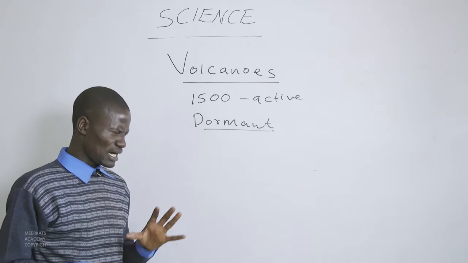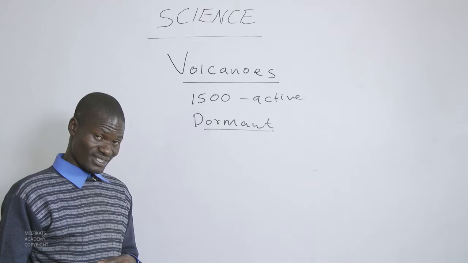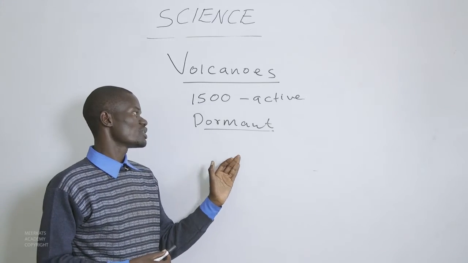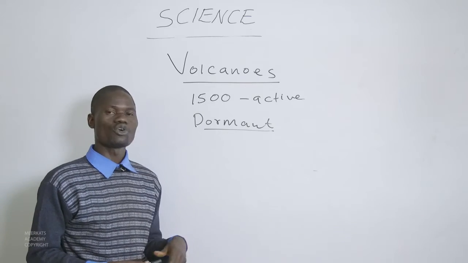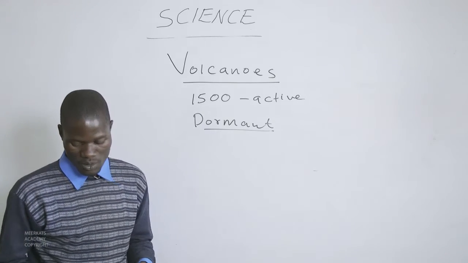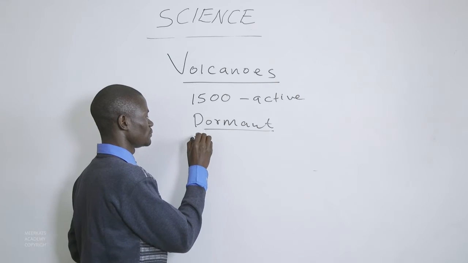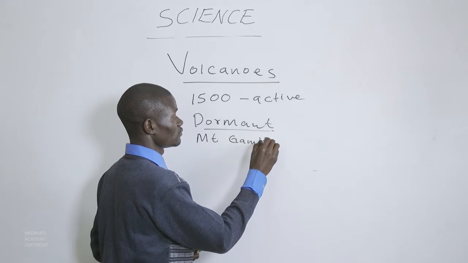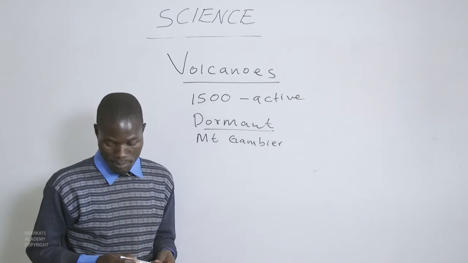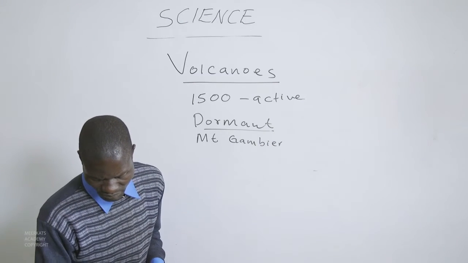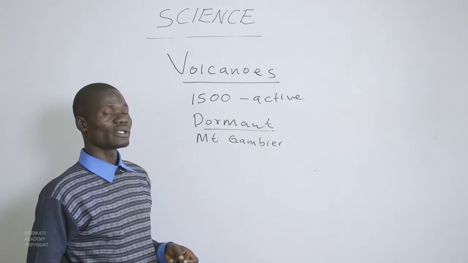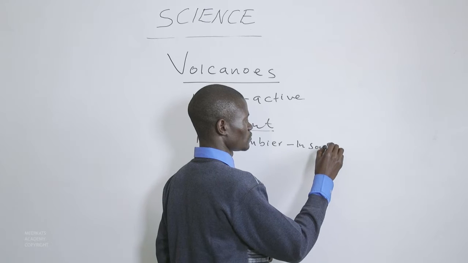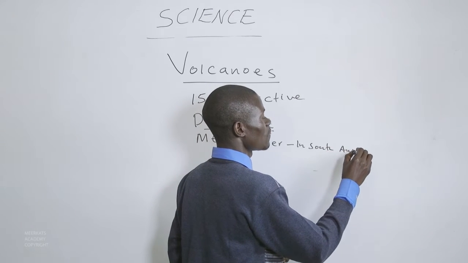In Australia, perhaps there are no active volcanoes. There are no. Most mountains that are found in Australia are dormant. For example, we have Mount Gambier. It is found in South Australia.